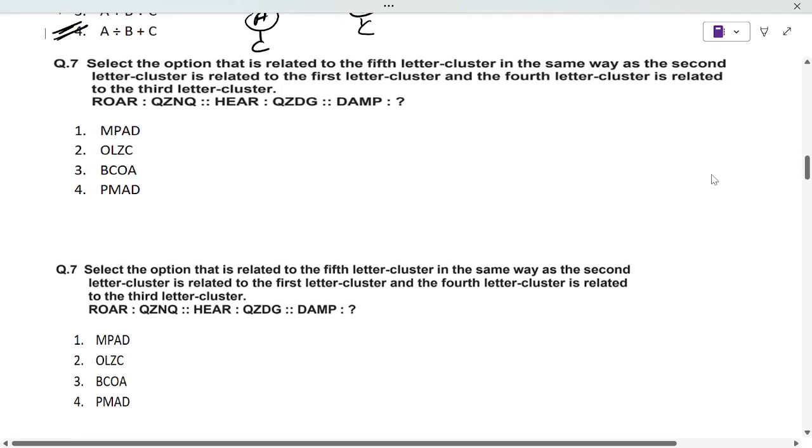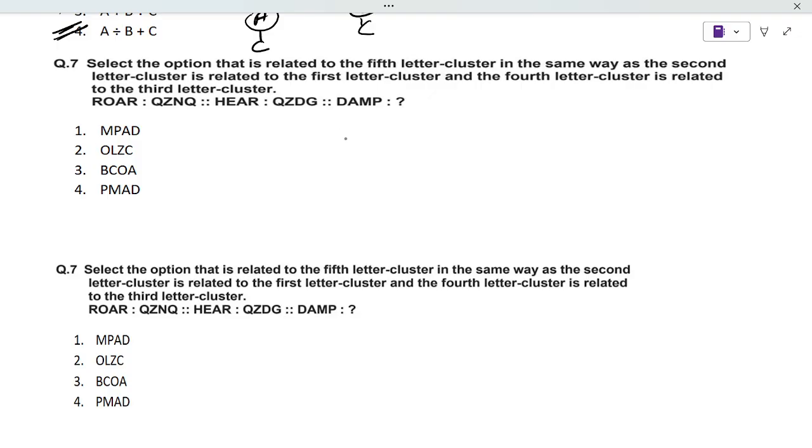Okay, now here we have ROAR is QZ. Okay, this is coding and decoding again. So we need those things, the alphabets. So let's write this way: A B C D E F G H I J K L M and N O P Q R S T U V W X Y Z.